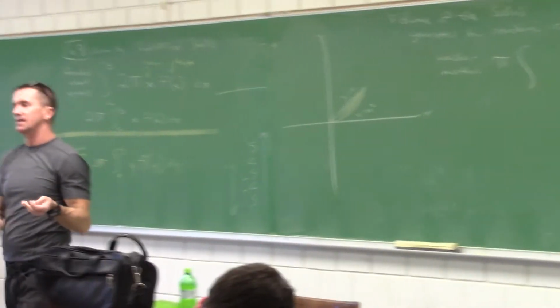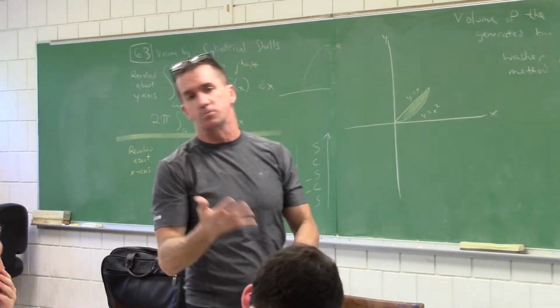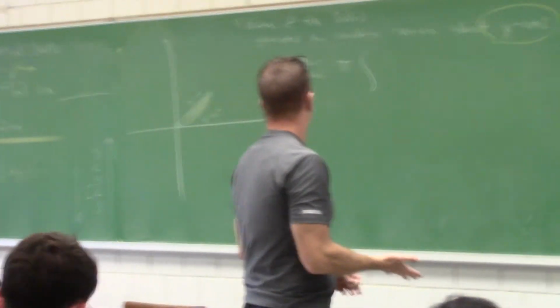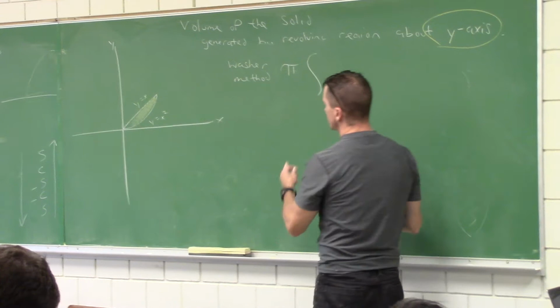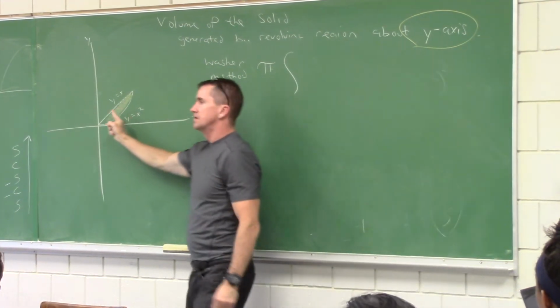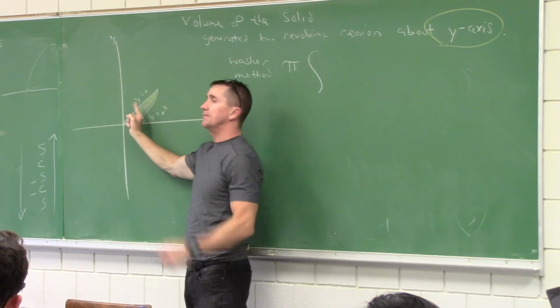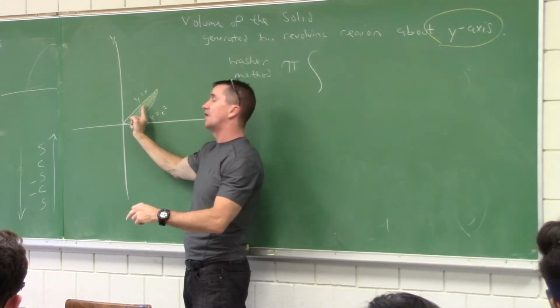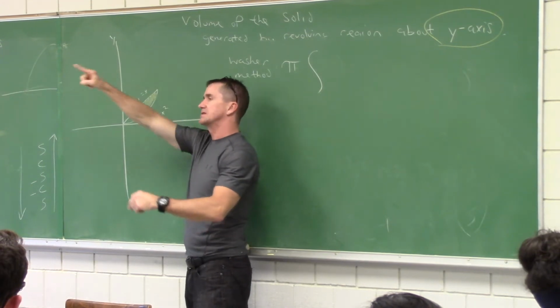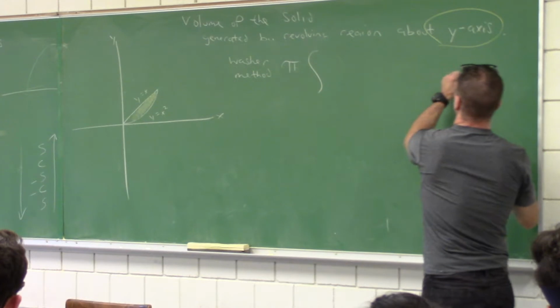That's why I wanted to finish up 6.3 with a problem like this. Let's set this problem up both ways. Washer method, going around the y-axis, the volume of the solid generated by revolving this region about the y-axis. Outstanding, you said dy. Okay, because we're using the washer method.